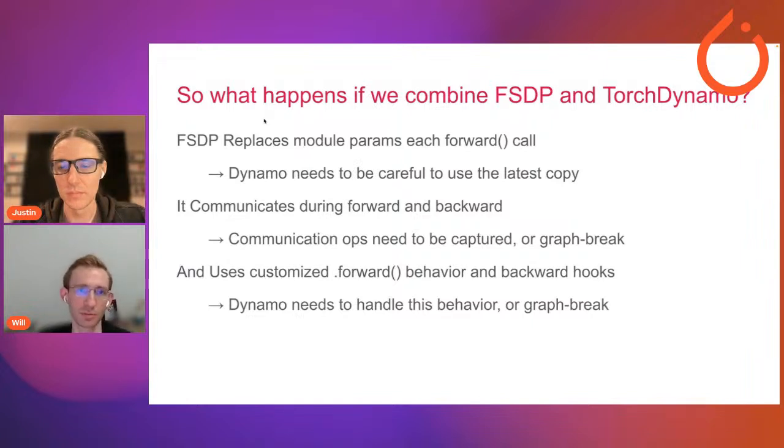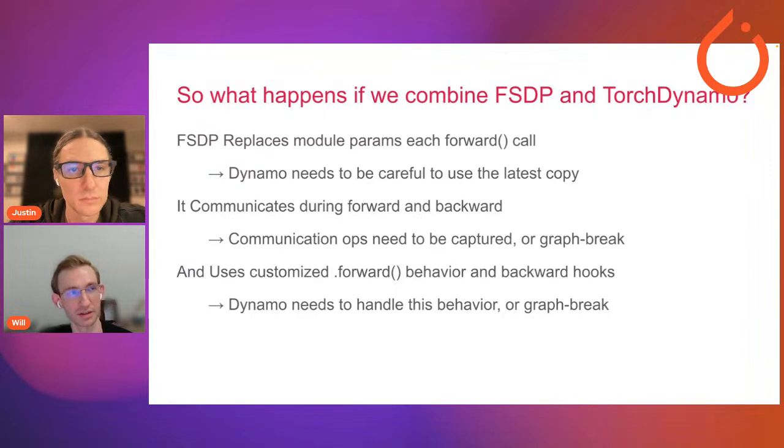So naively, if we just put these two things together, what happens? FSDP has a few things that are tricky. It replaces the module parameters with views into a flat buffer of parameters right before each forward call, and then puts them back to something else right after each forward call. This is so that it can orchestrate materializing just in time and then throwing things away just to save memory. And Dynamo needs to know about this.